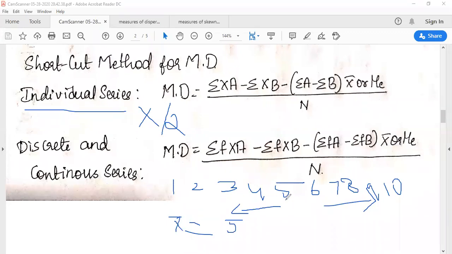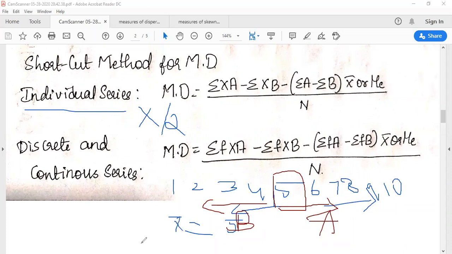Now what you're supposed to do is divide the data from here. So this will be A and this will be B. So this is the arithmetic mean. So we have data after the arithmetic mean and before the arithmetic mean. So we are dividing the data. So that is A and B.